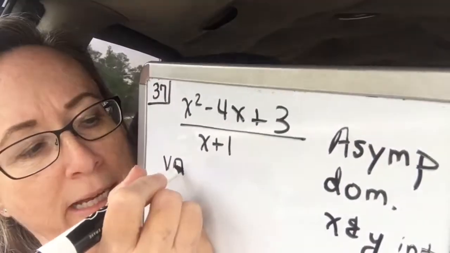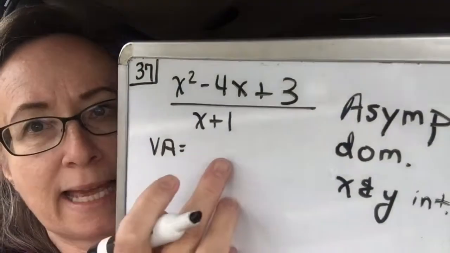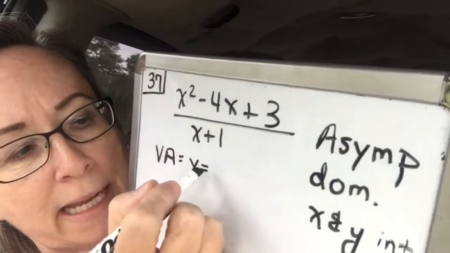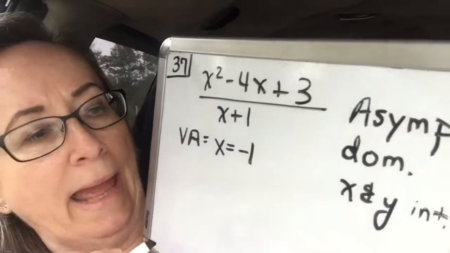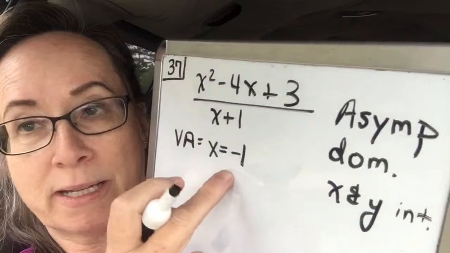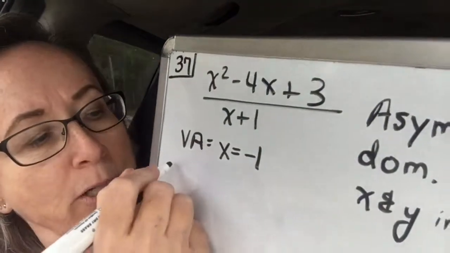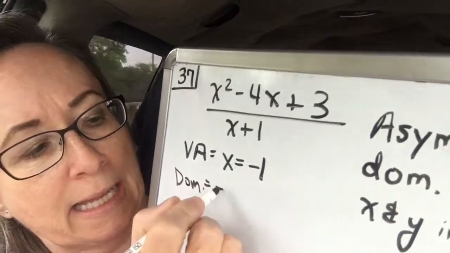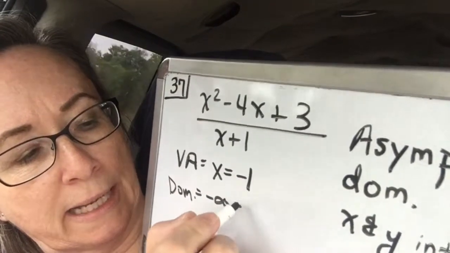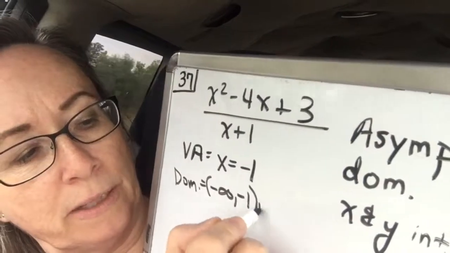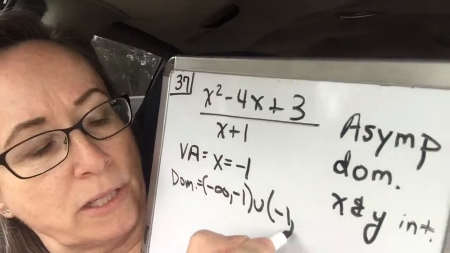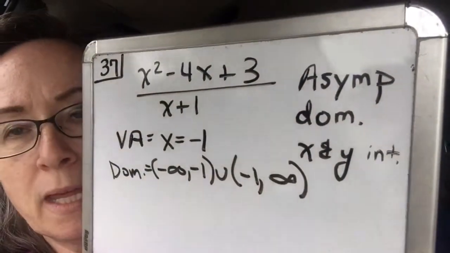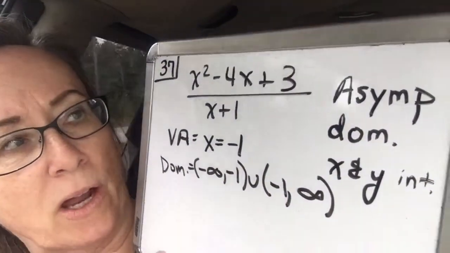is usually the first thing I do. So the vertical asymptote is at negative 1. So that's going to be at x equals negative 1. And then our domain has to exclude negative 1. So our domain will be from negative infinity to negative 1, union negative 1 to positive infinity. There's our domain.